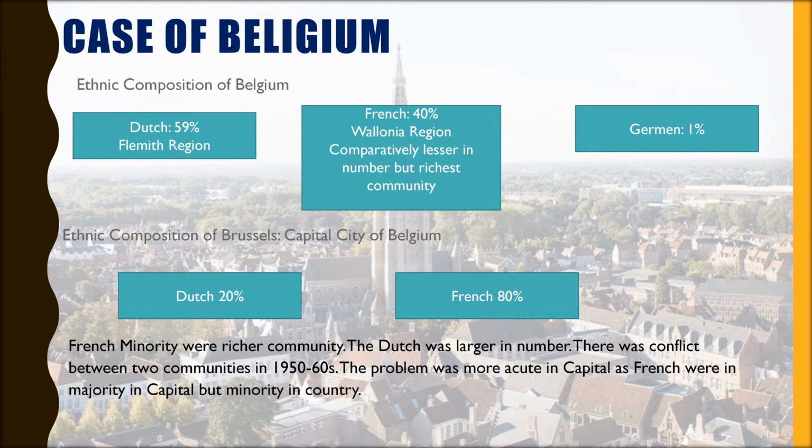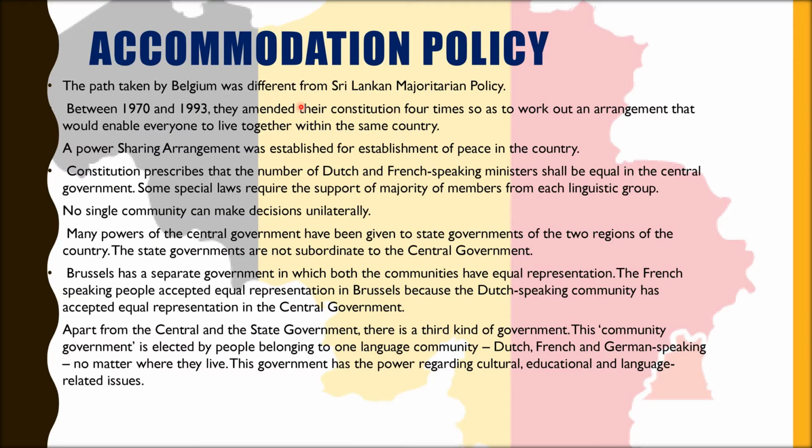So, let us know what the Belgian government has done for this. They have adopted an accommodation policy. The path taken by Belgium was different from the Sri Lankan majoritarian policy. We are going to know about majoritarian policy a bit later. Between 1970 and 1993, they amended their constitution four times so as to work out an arrangement that would enable everyone to live together within the same country.